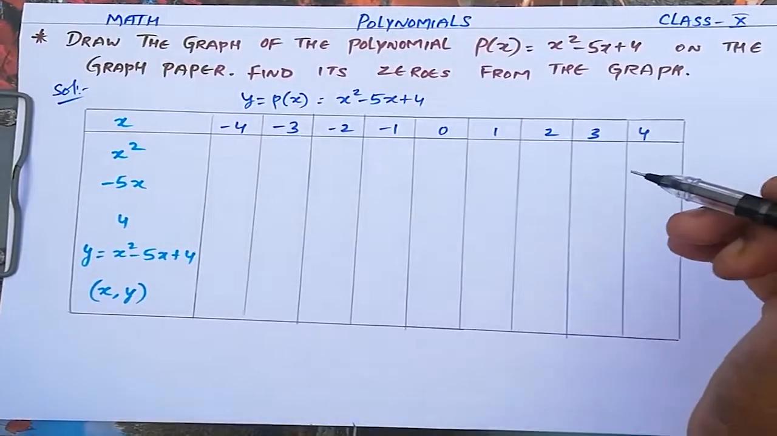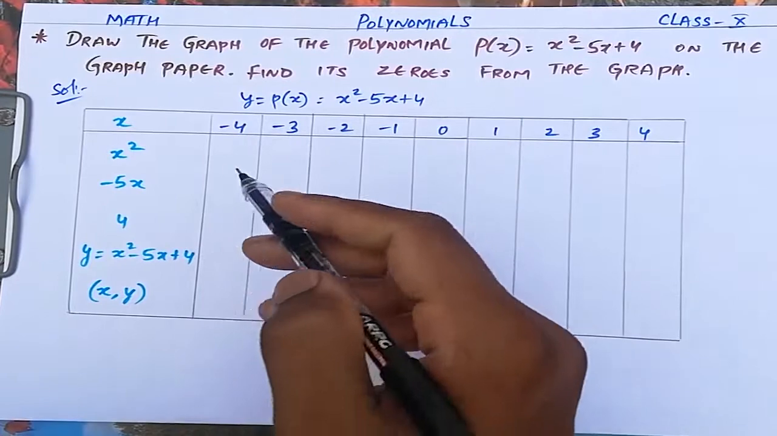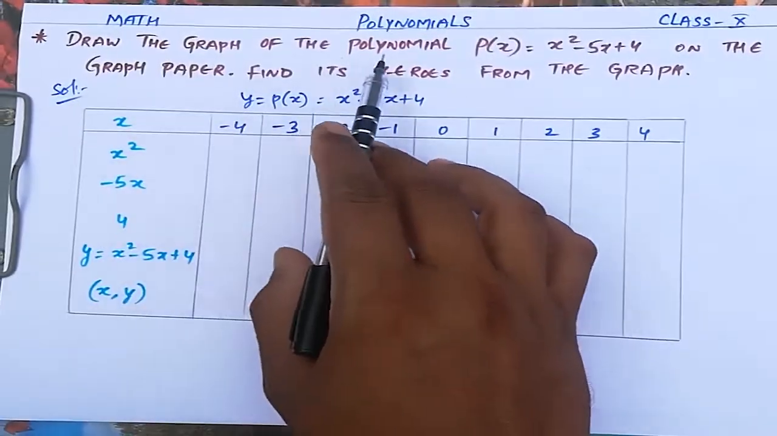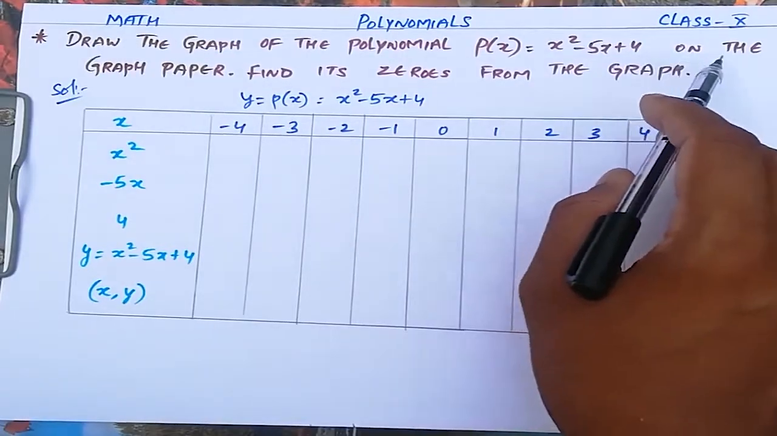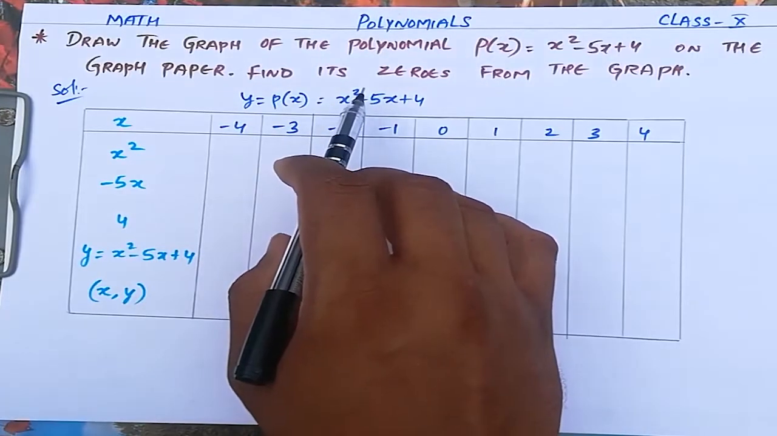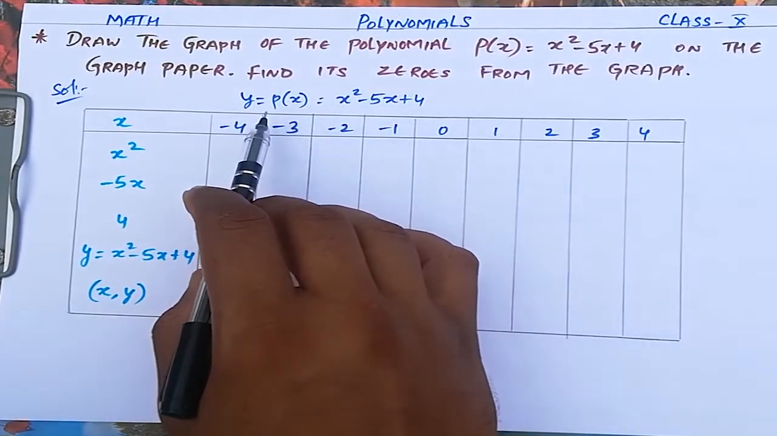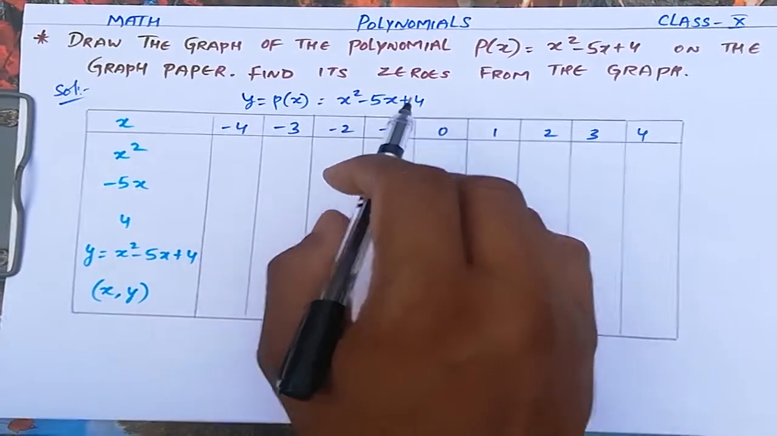One more example. This is also a previously asked question in the final exams. Draw the graph of the polynomial p of x equal to x square minus 5x plus 4 on the graph paper, and find its zeros from the graph, he is asking. I have taken y equal to x square minus 5x plus 4.